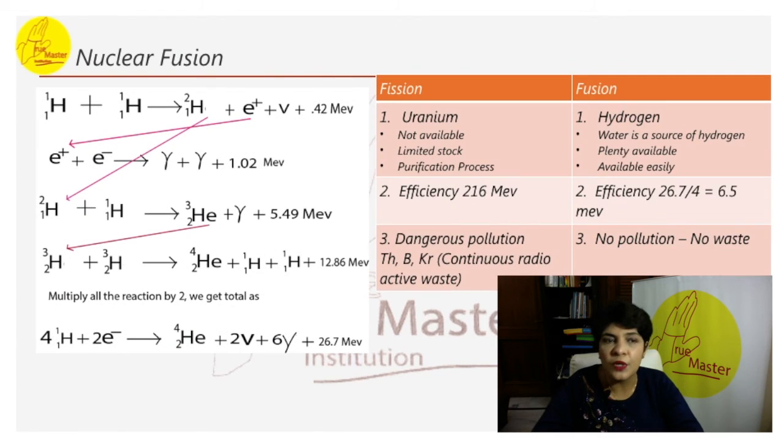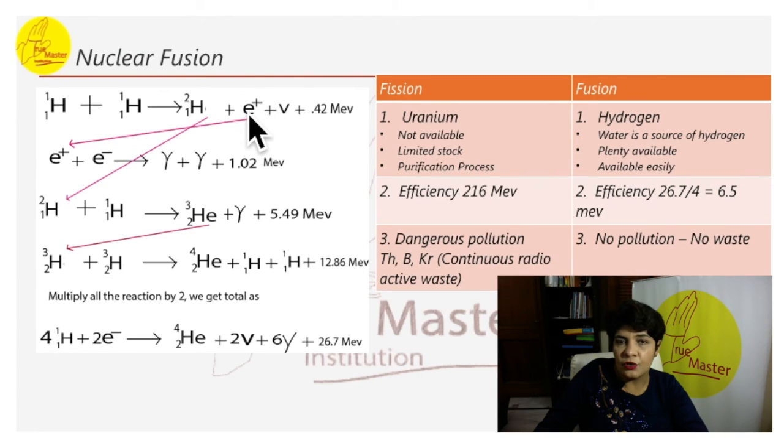Coming on to nuclear fusion. The process in which two light nuclei combine together to form a single heavier nucleus is called nuclear fusion. The reaction takes place in the following sequence. These two hydrogen-1 become 2 1H, and a positron is emitted.